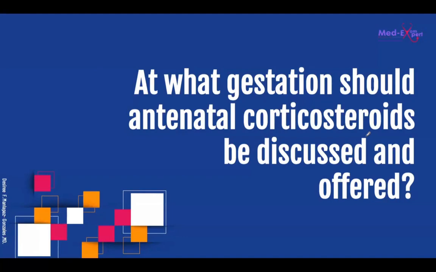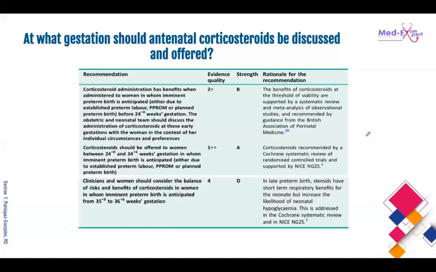So let's see what the guideline says about it. Okay, so you can see here, corticosteroid should be offered between 24, this figure is very important, you have to remember this, between 24 and 34 plus 6 weeks. So we mentioned in the first slide that there's no argument that any pregnant patient who is having a risk of preterm birth should be given a course of antenatal corticosteroids from 24 to 34 plus 6 weeks.